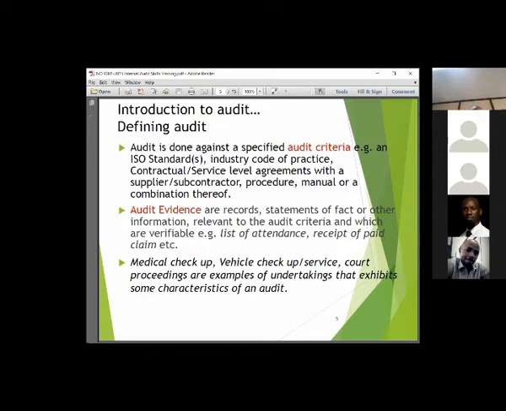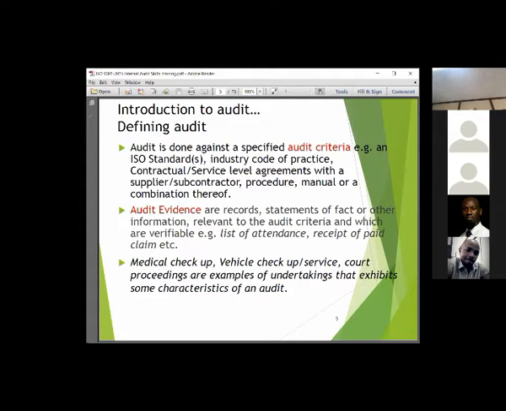It could be an industry code of practice if it is there. A service level agreement, especially when you're auditing a supplier. Maybe you want to see what you agreed with the company, then you go out to audit to see whether they are in line with what you had agreed. Could be a procedure or a manual, that will also be another audit criteria for us. You look at the SOP manual of the process you're auditing, or a combination thereof. So audit criteria is what you're auditing against.